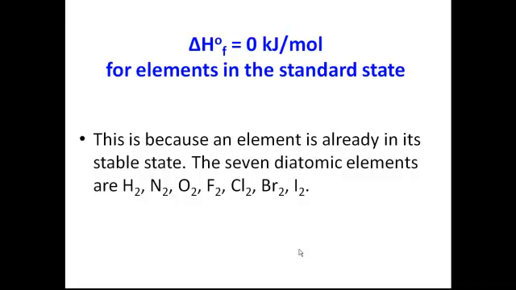Now, a couple of things to remember before we get started. The first one is the enthalpy of formation for elements in the standard state is 0 kilojoules per mole. This is because an element is already in its stable state. Now don't forget the 7 diatomic elements. These are in their stable state, so the enthalpy of formation for them is 0. We have hydrogen, nitrogen, oxygen, fluorine, chlorine, bromine, and iodine.